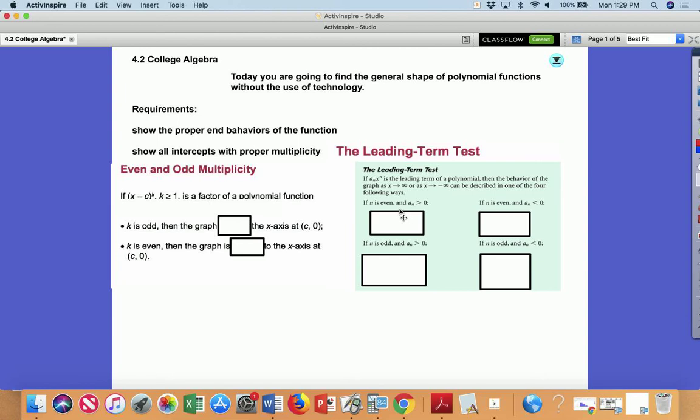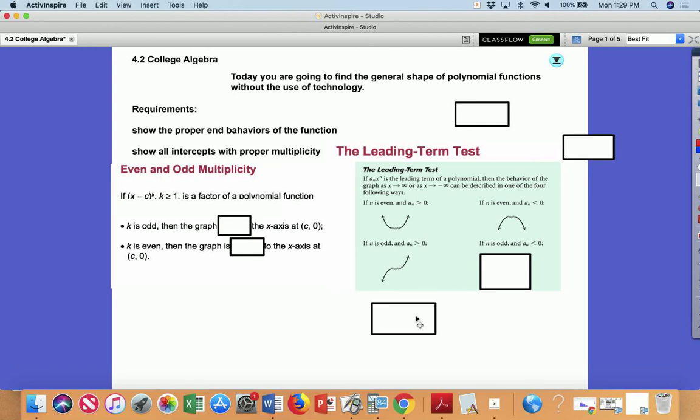Cheat off of those guys. That's exactly what it is. So write that there. Even, negative leading coefficient. Go. Good. Odd, positive leading coefficient. Go. Good. And so then, I'll let you write. Odd, negative leading coefficient. There you go. Okay? So that's your end behaviors.